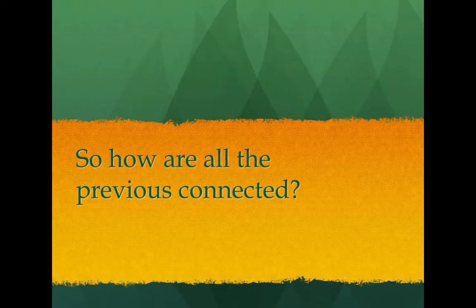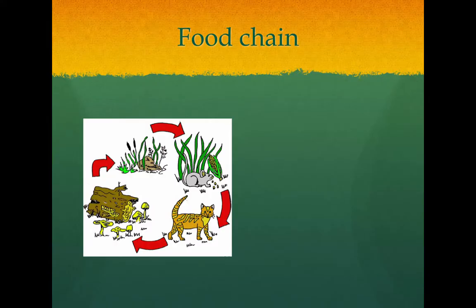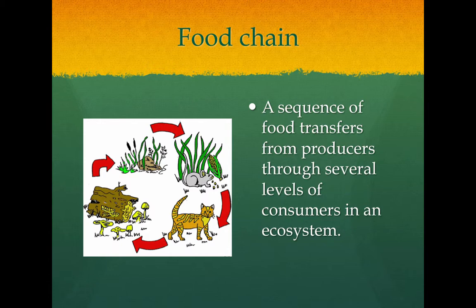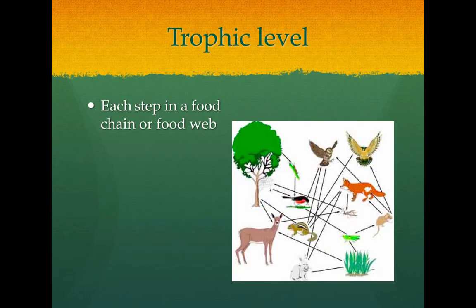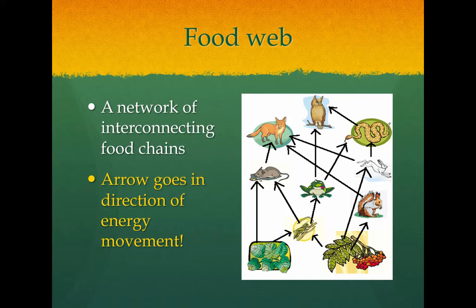So how are all of these different organisms connected? A food chain is a sequence of food transfers from producers through several levels of consumers in an ecosystem. A trophic level is each step in a food chain or a food web. A food web is a network of interconnecting food chains.